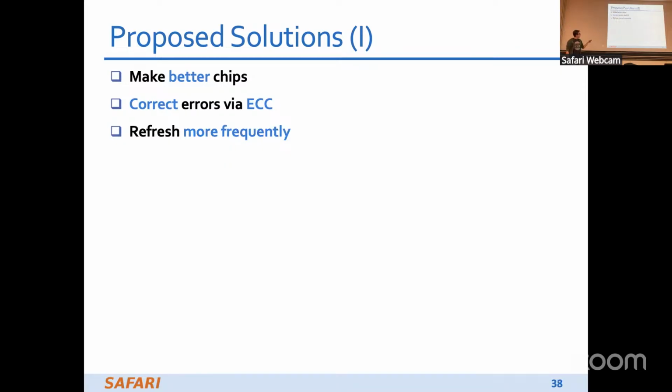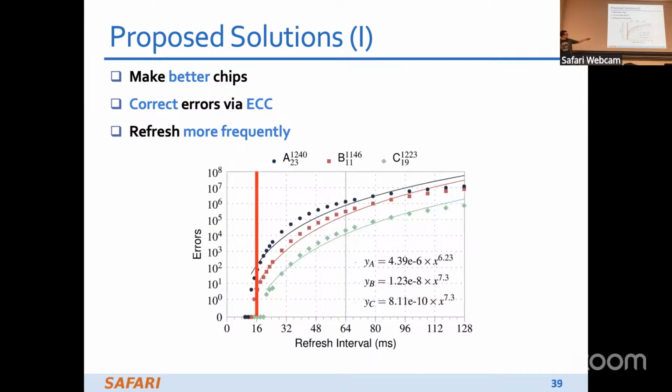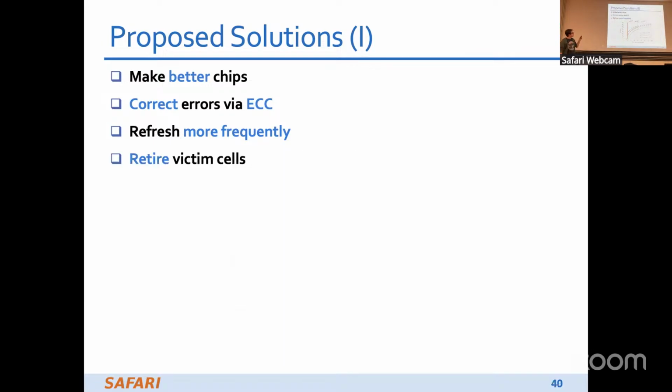Their next solution is to refresh more frequently. So as you have seen here, they would have to refresh at least 4 times as often for it to consistently drop off the errors. And that would again introduce, obviously, an overhead and a slowdown to the memory that is not as efficient.